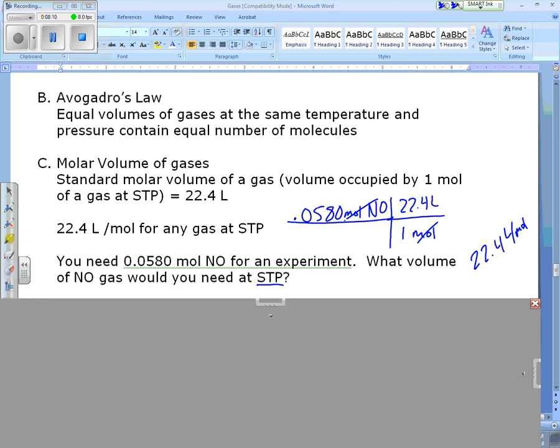All right, how many sig figs do I need? 3. Remember that leading zeros are not significant, but trailing zeros are in numbers with a decimal. We need 3 sig figs, so I got 1.30 liters of NO. Everybody okay with that?